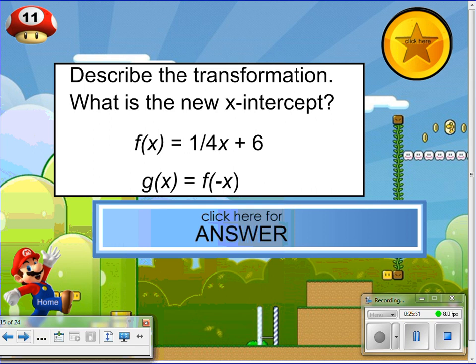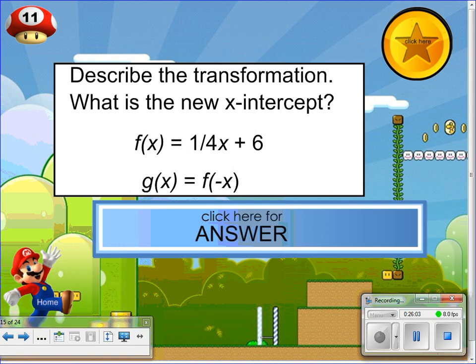Alright, 11. It says describe the transformation and then what is the new x-intercept. So again, we have a reflection over the x-axis. No, that's a lie. We have a reflection over the y-axis because the negative is on the inside. When the negative is on the inside, it is across the y-axis. When it's on the outside, it's across the x-axis. So we have a reflection over the y-axis. And again, we're just going to look at what we have and how we change it.